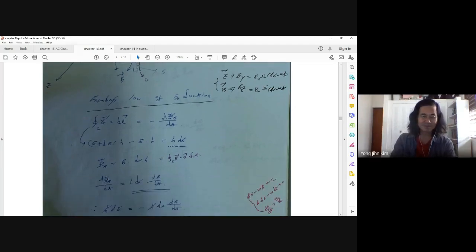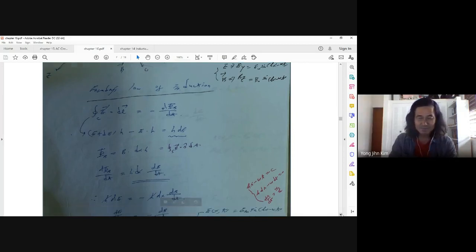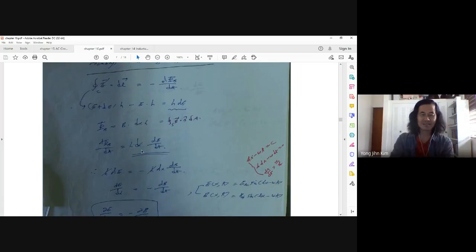So the magnetic flux change rate is h dx dB over dt. So this term is equal to this term. Then h is cancelled, so I move this one to here. Then dE over dx is minus dB over dt.